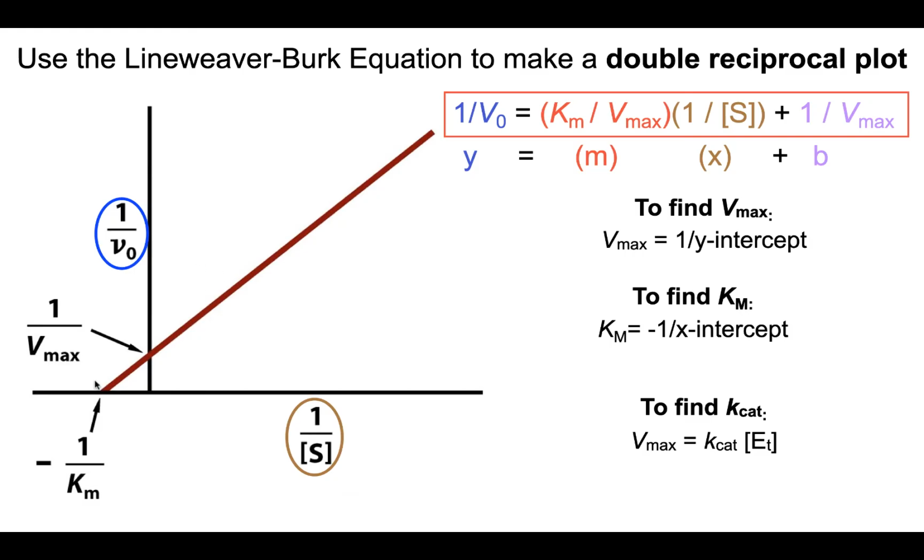Well, the Vmax is right there. Well, that's actually 1 over the Vmax. So to figure out the Vmax, it's 1 over the y-intercept of that line. The Km is right here. To find the Km, this is 1 over the Km right here, so the Km is -1 over the x-intercept. And finally, to find the kcat, you do the same thing we did in the previous slide: the Vmax, which we found, is equal to the kcat times the total amount of enzyme that was added to the reactions.